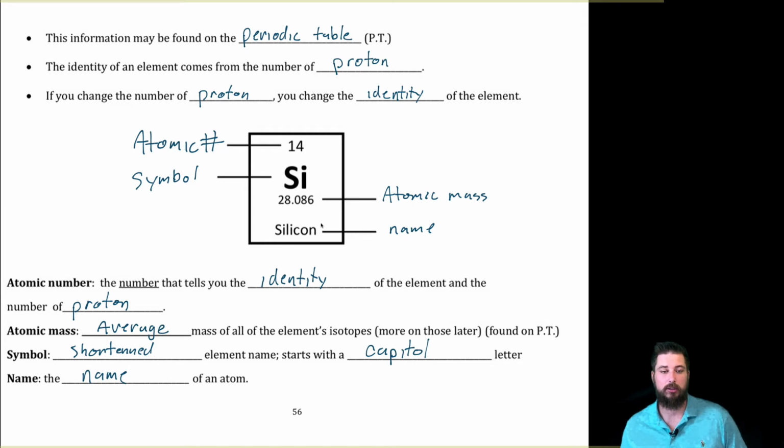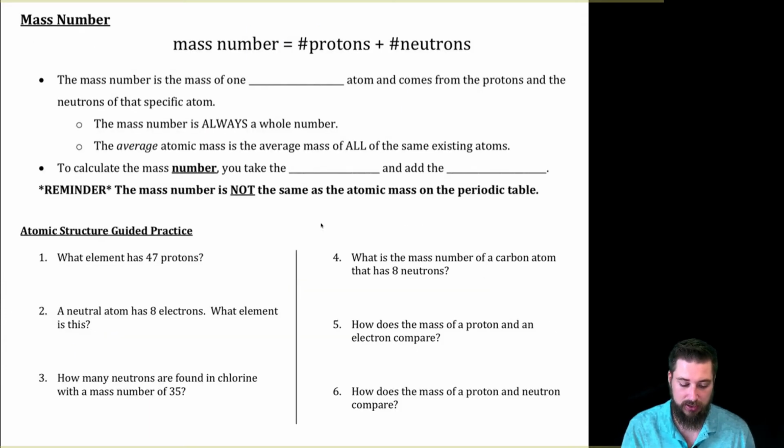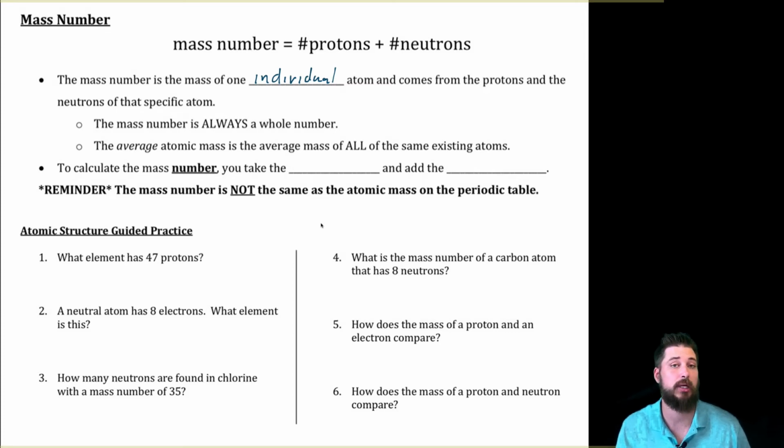If you take a look at this next slide here, the mass number is different than the atomic mass, all right? The atomic mass is the average mass, but the mass number is different. The mass number is talking about a specific atom. The mass number is the mass of one individual atom, and it comes from the protons and the neutrons added together. So if we talk about an individual atom, the protons plus the neutrons will give us the mass number.